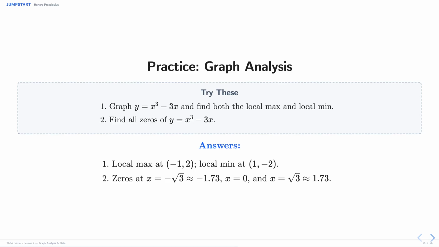Try graphing y equals x cubed minus 3x and find both the local maximum and local minimum. Additionally, identify all the zeros of the function. The expected results are a local maximum at (-1, 2), a local minimum at (1, -2), and zeros at approximately negative square root of 3, 0, and positive square root of 3.